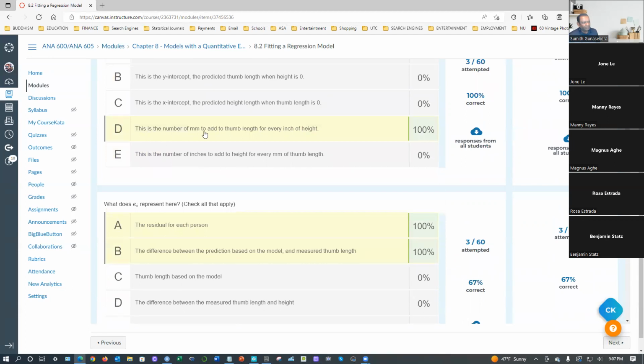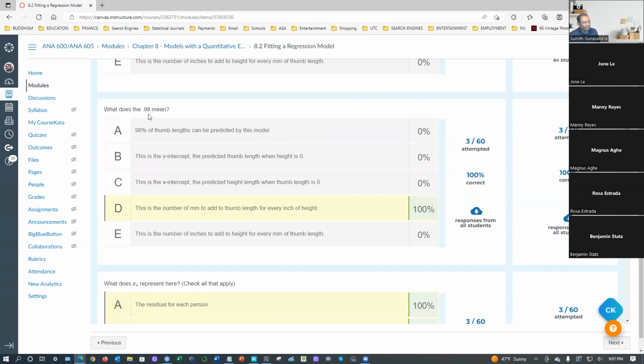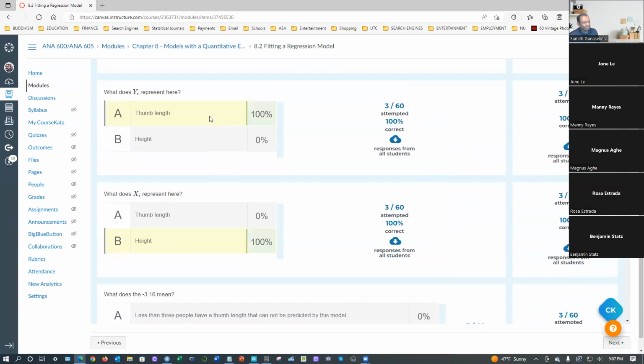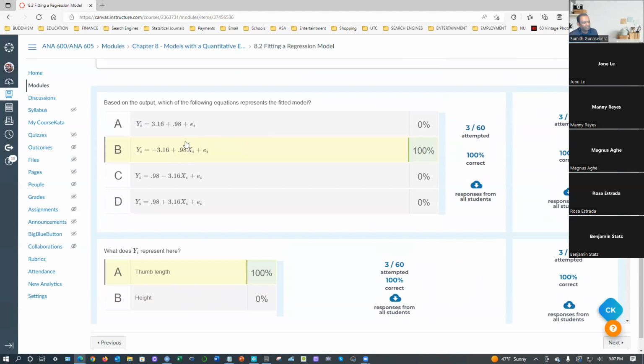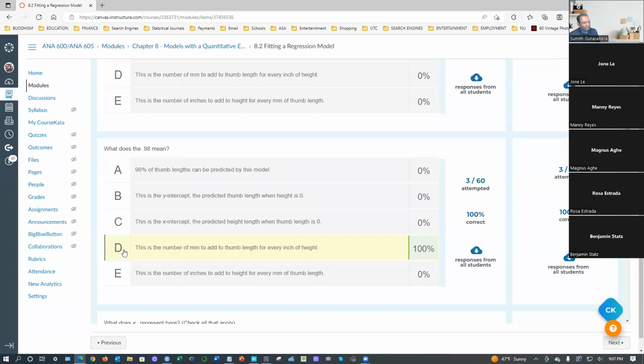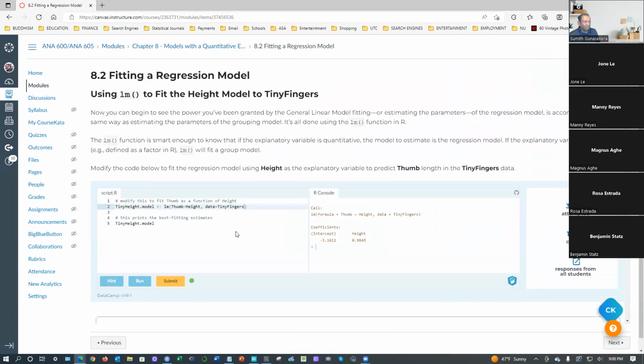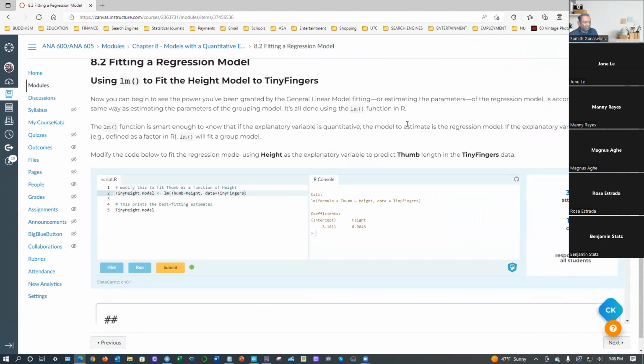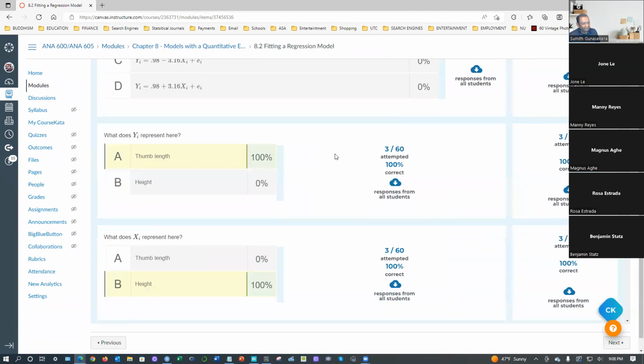0.98 is the slope. That's the explanation. This is the number of millimeters to add to thumb length for every inch of height. For every inch of height, see how much thumb length should be added. It is positive, the way that we saw that they were positively correlated. Positively correlated means slanting to the positive side of the x axis.